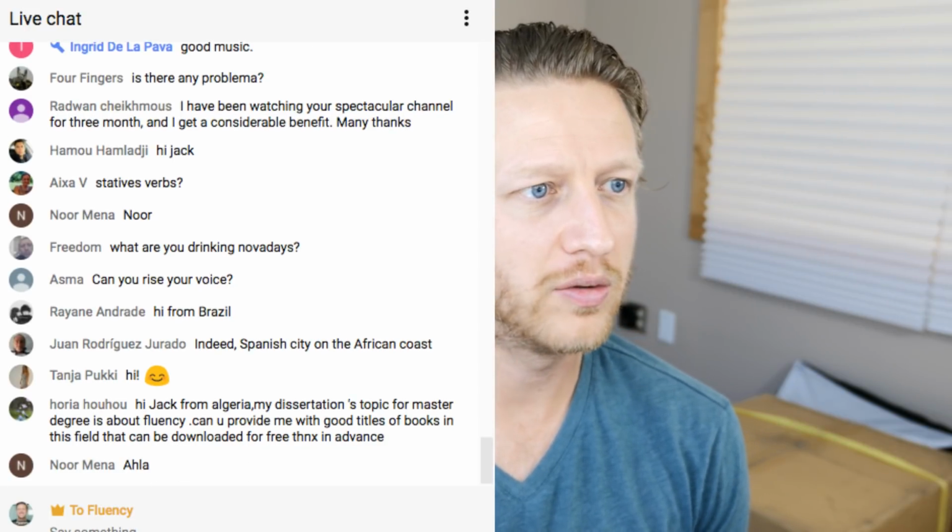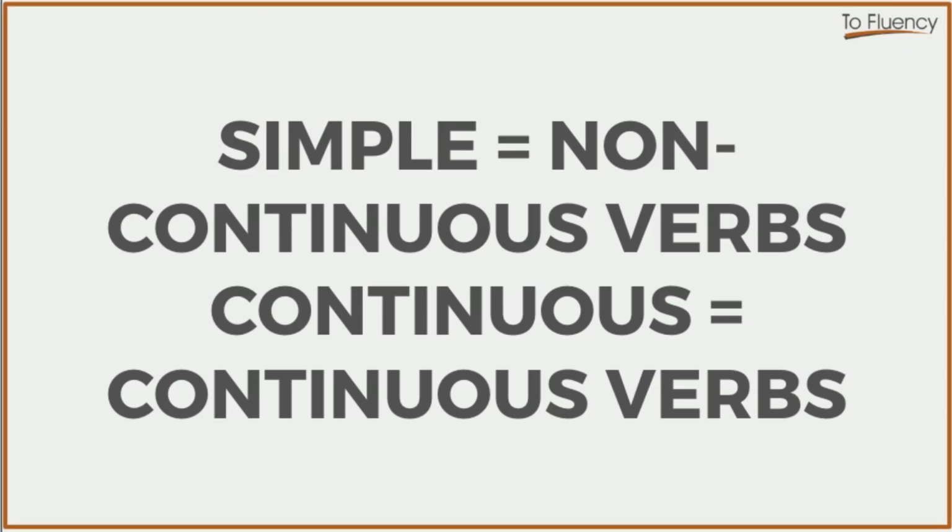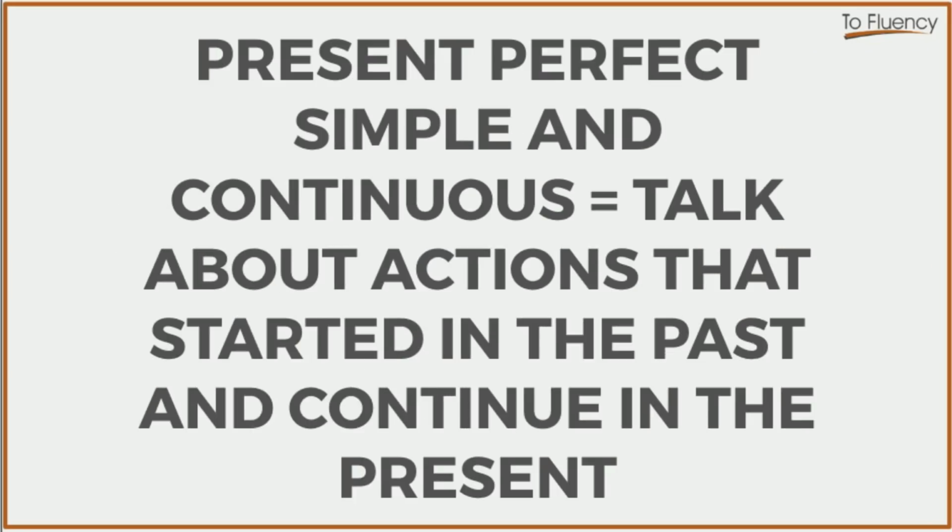Well, let's go back to these continuous verbs and non-continuous verbs. I'm going to show you an example. Again, the present perfect simple is used with non-continuous verbs and continuous is used with continuous verbs. I mean, that's pretty easy to remember. And again, we're talking about the present perfect simple and continuous when we're talking about actions that started in the past and continue in the present.